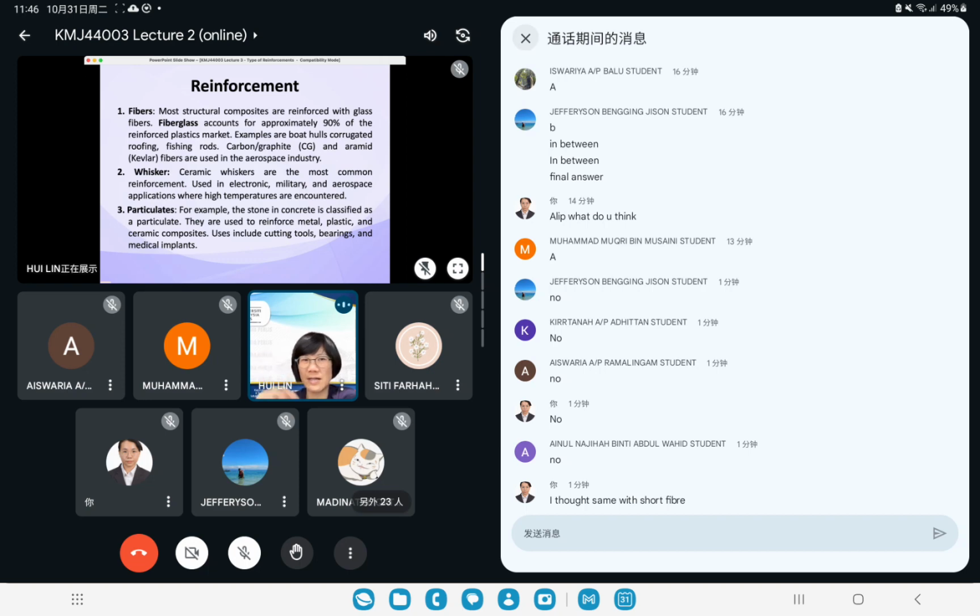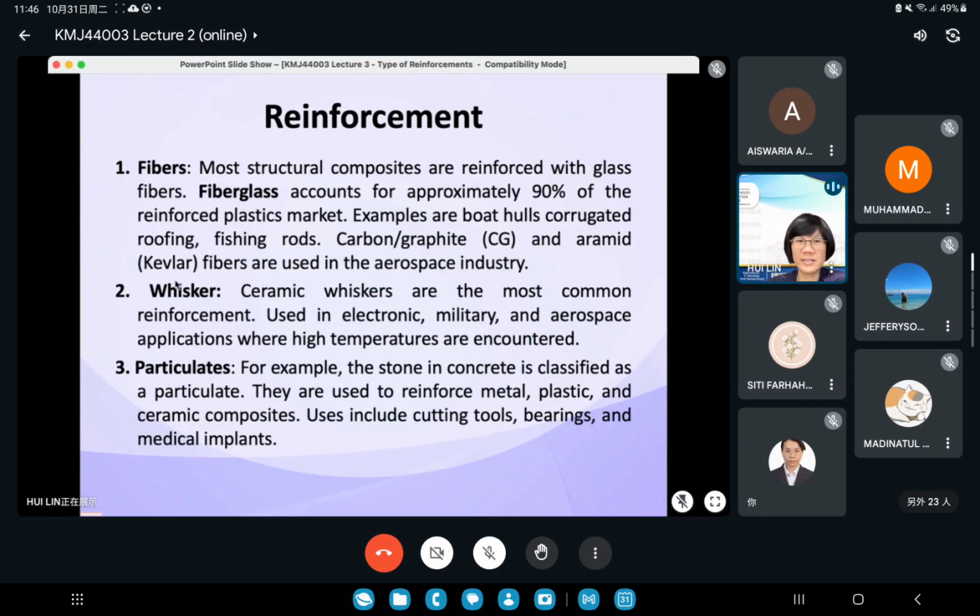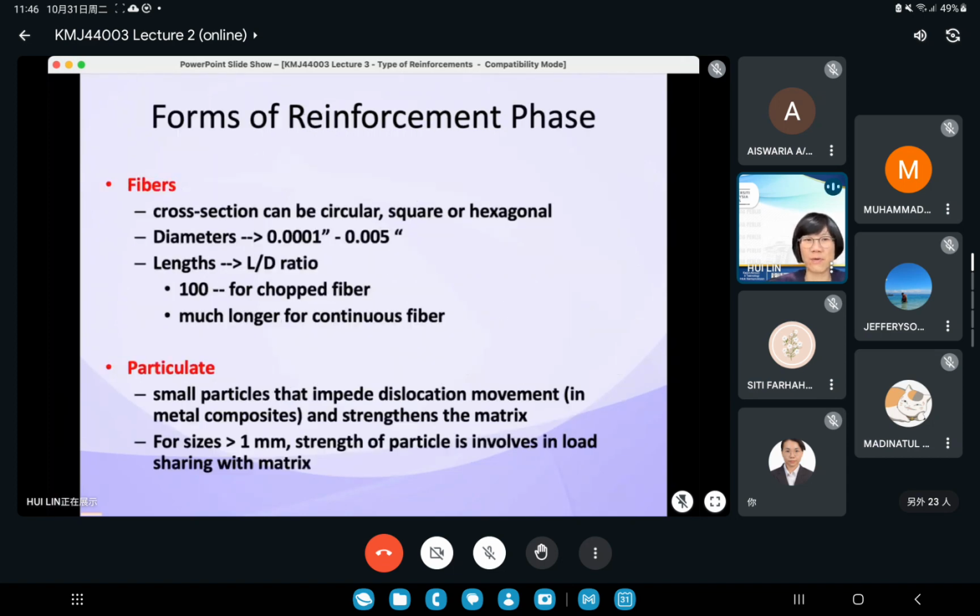For example, ceramic whiskers are the most common reinforcement, used in electronics and so on. The rest I won't touch more. So you see here is an example of the cross-section. How we actually define a fiber is based on the aspect ratio, length versus diameter.